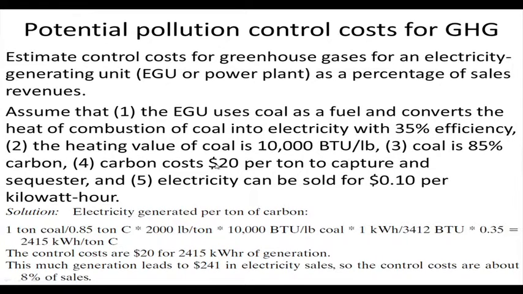Now the price is $20 per ton to capture and sequester, so the control cost is $20 per ton. This much generation leads to electricity sales of 10 cents multiplied by 2,415, which gives you $241. So looking at the control cost as a percentage of sales, total sales will be $241, control cost is $20. So 20 divided by 241 is around 8%. So we can do this kind of calculation.